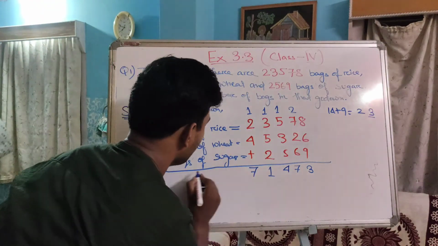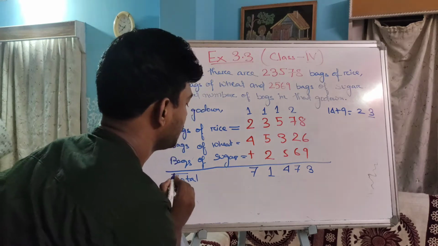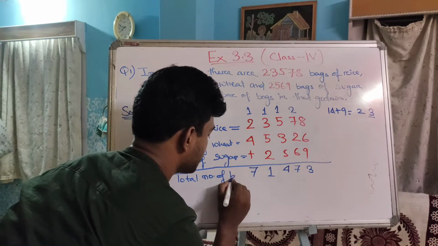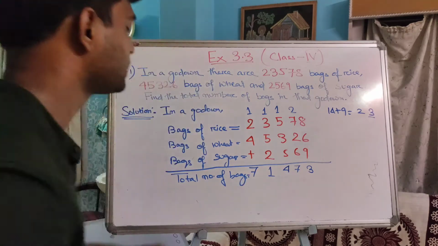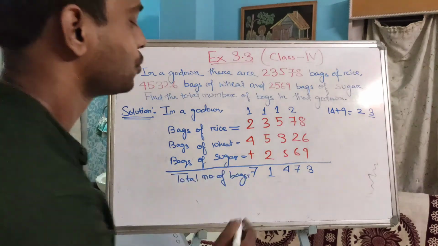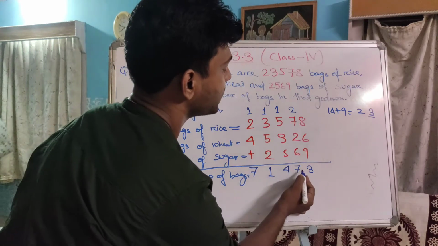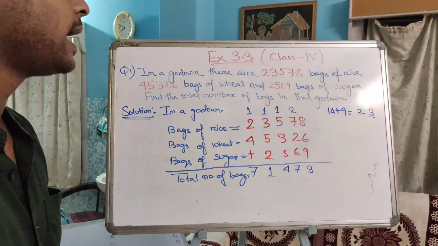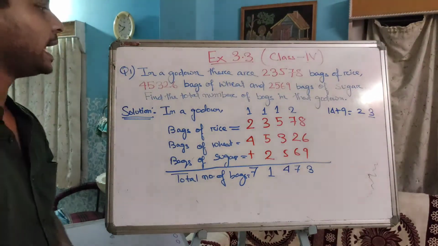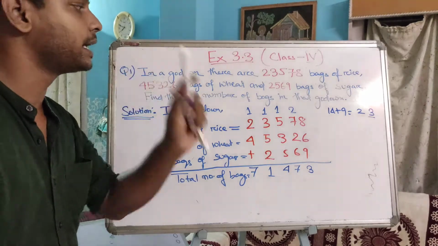Since this is the total, we will write here total. Let us write total number of bags, since the total is of bags. So this is our final answer, which is 71,473 bags are there in that godown. Now let me do one more question which will make this topic very clear.